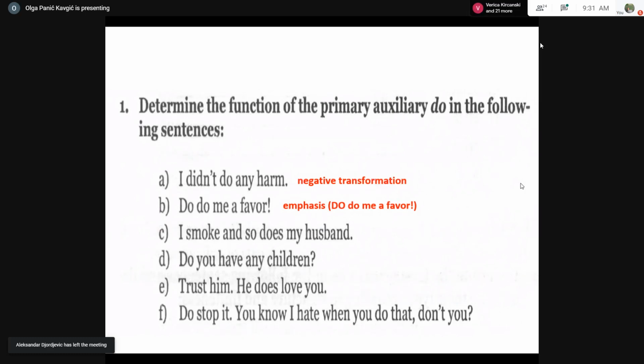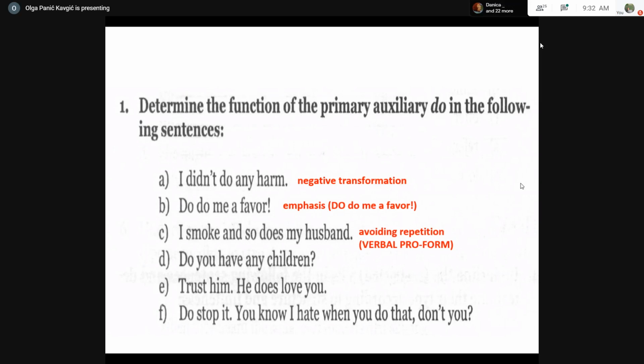So Jovana, C. I smoke and so does my husband. Verbal proform. Good. Avoiding repetition, maybe. So does here is the auxiliary. It's a verbal proform at the same time. Very good. And the function is avoiding repetition of the predication, instead of saying I smoke and my husband smokes as well. Okay, good, thank you.